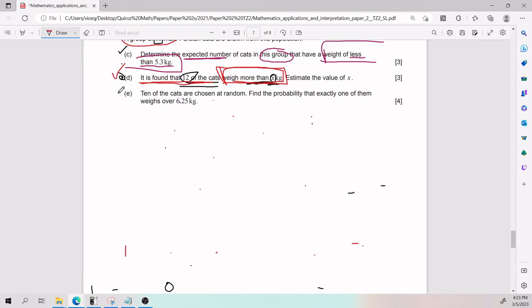All right, and now last but not least for part E, we have that 10 of the cats are chosen at random, and we want to find the probability that exactly one of them weighs over 6.25 kilograms. So here, we are choosing at random, and we're talking about a group of 10. I'm going to find the probability that exactly one of them fits a certain condition. Now, this is a different sort of distribution because we're trying to see if one of the cases fits a certain condition, right? That's the big hint, whether they fit a condition or not. We are now talking about a binomial distribution.